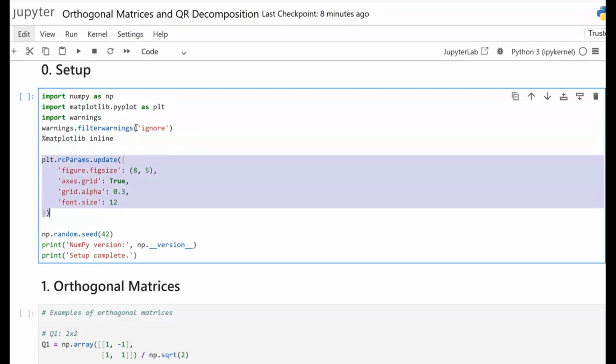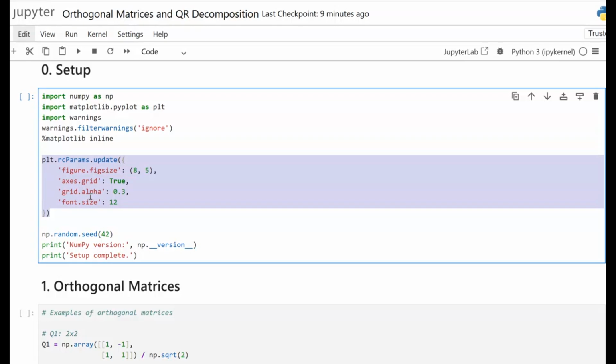And here the line begins updating Matplotlib runtime configuration parameters using a dictionary. And yes, this sets the default size of all figures to 8 inches wide and 5 inches tall. And it enables grid lines on all plots by default. And here we set the transparency of grid lines to 30%, making them subtle and less visually dominant. And of course, lastly, it sets the default font size for all text in the plots to 12.